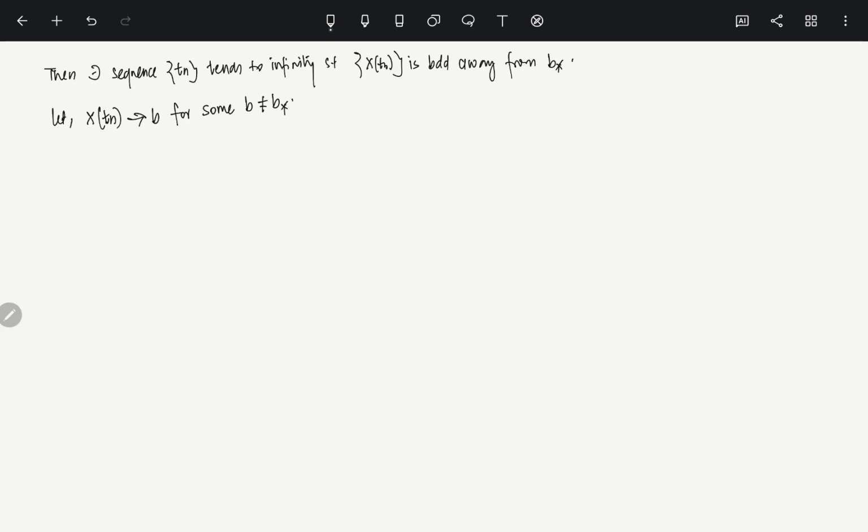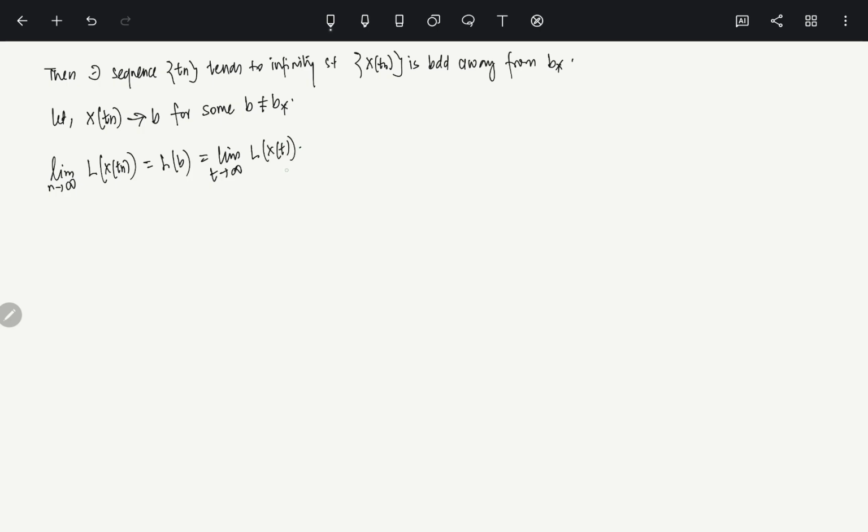Okay, now you see L is continuous, given the function capital L is continuous. So L of x of Tn, the limit as n tends to infinity, will be L of B, by continuity of L. If x of Tn converges to B, L is continuous, so L of x of Tn has to converge to L of B, right? And this is nothing but the limit as t tends to infinity of L of x of t.